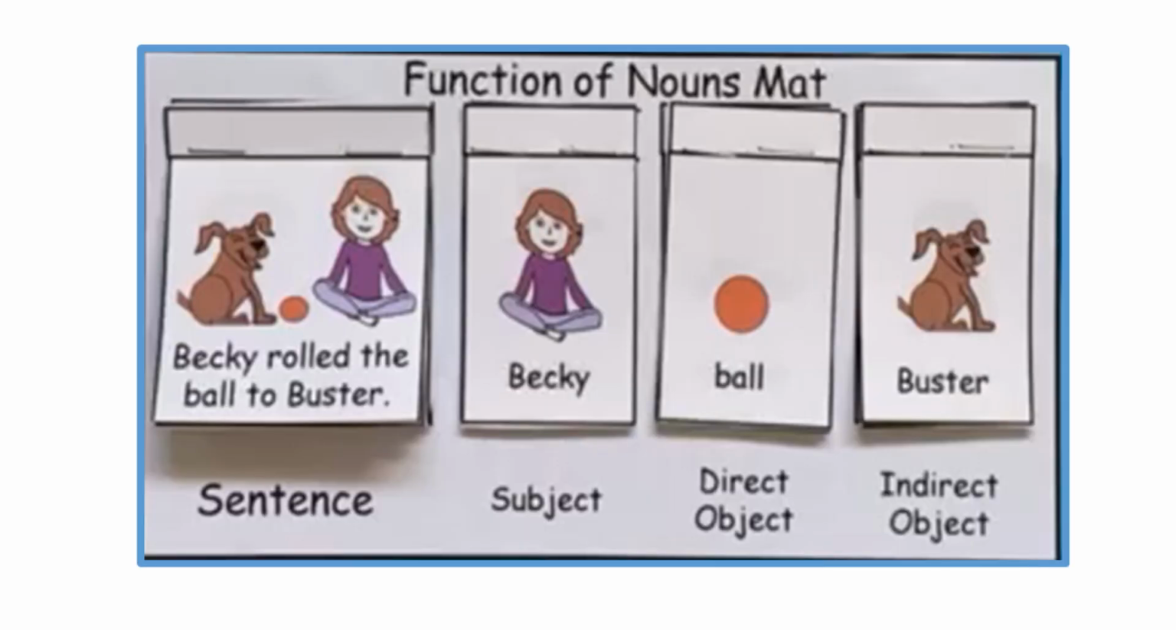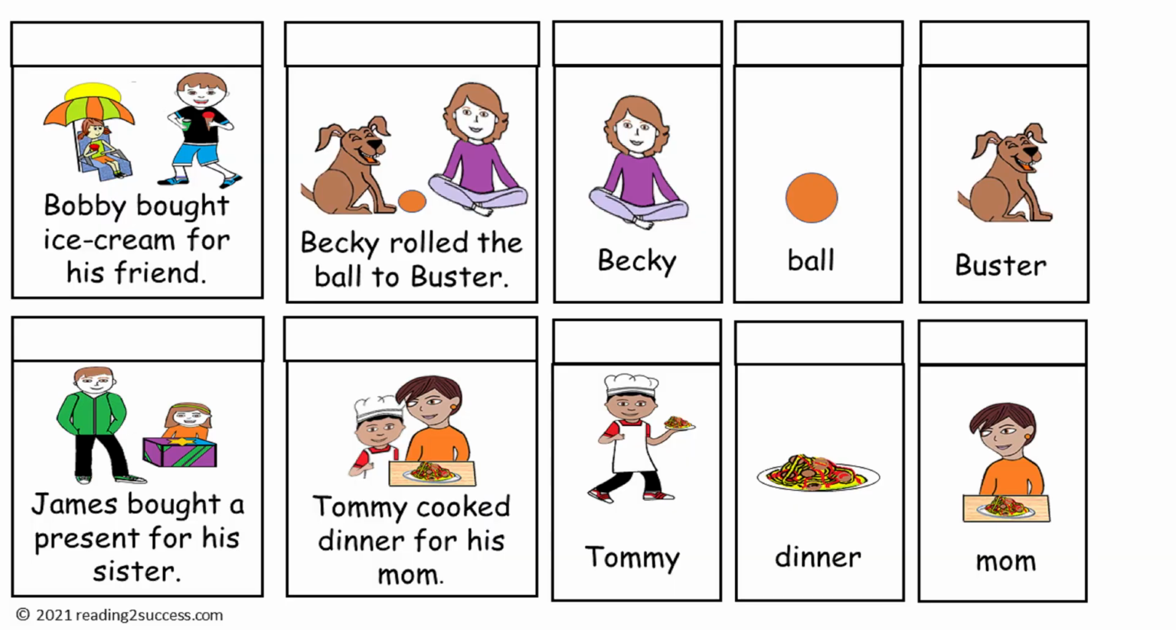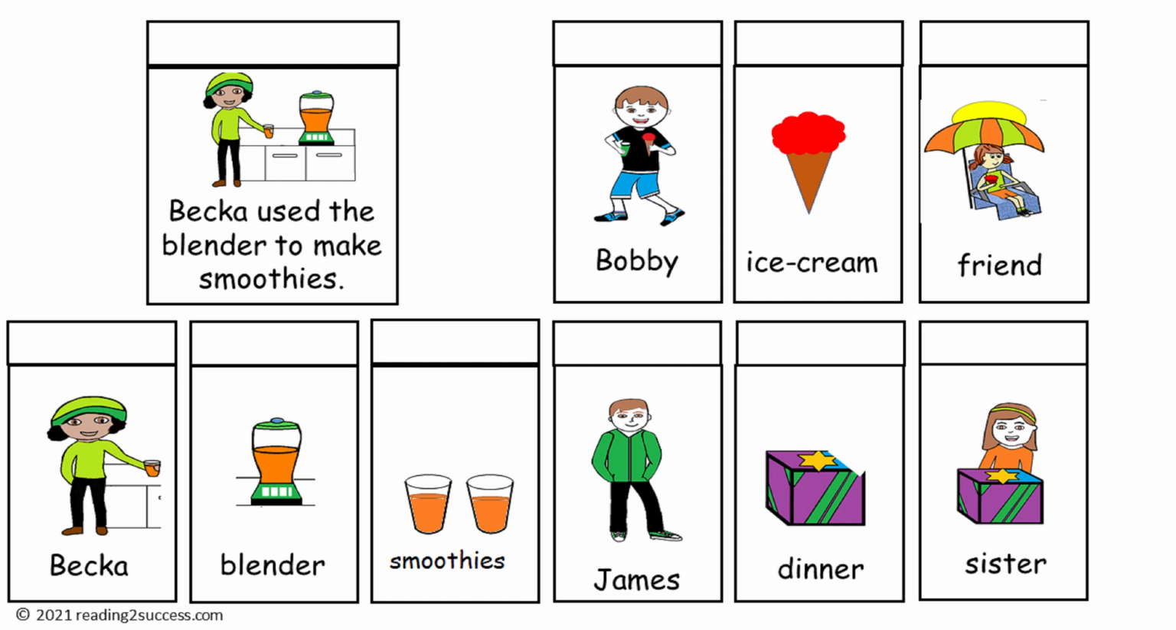As mentioned in the beginning of this video, we are going to end with the function of nouns mat. These are the templates that are needed to make the mat. This is the bottom mat that all the pictures will be stapled onto. This is the template with sentences, subjects, direct objects, and indirect objects. And these are the remaining pictures still needed to be organized and stapled onto the mat.